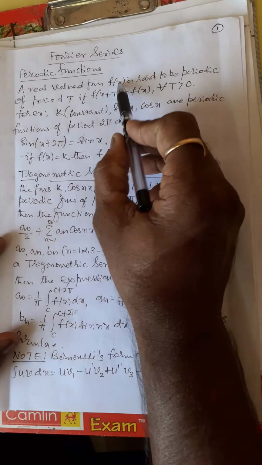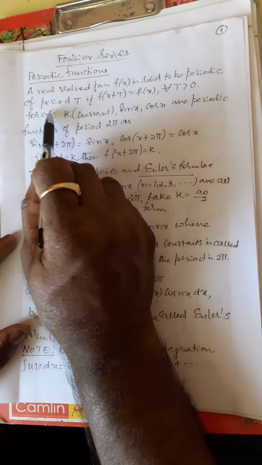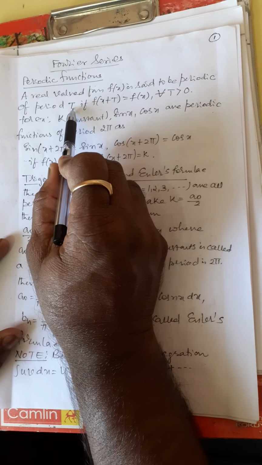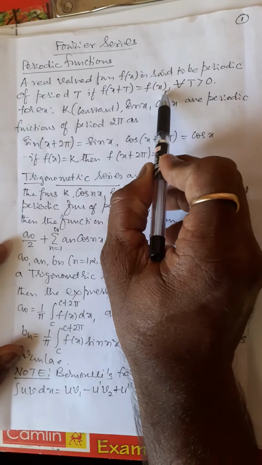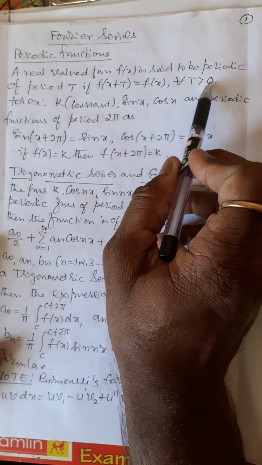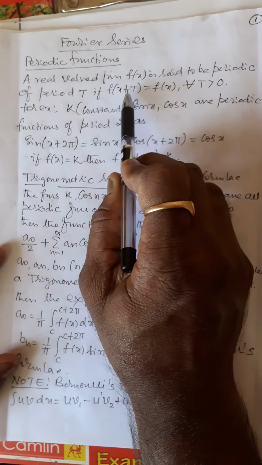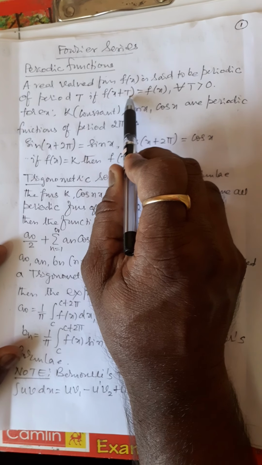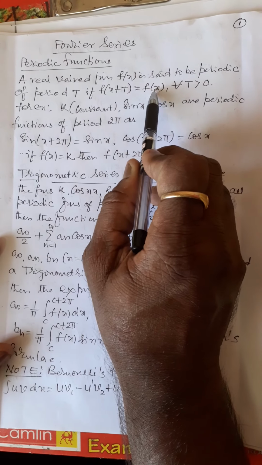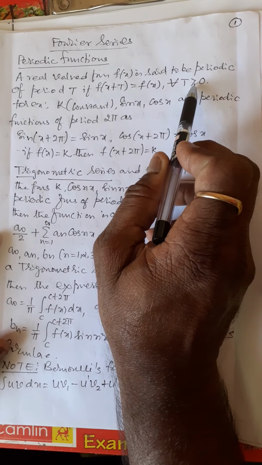A real valued function f of x is said to be periodic of period capital T, refer here capital T, if f of x plus T is equal to f of x for all T greater than 0. What does it mean? When the given function is replaced by variable plus T, I mean the period, if there is no change, it is called a periodic function. You are getting my point?